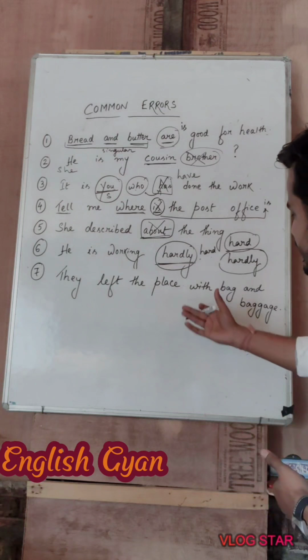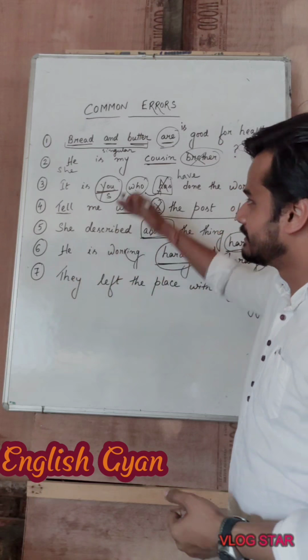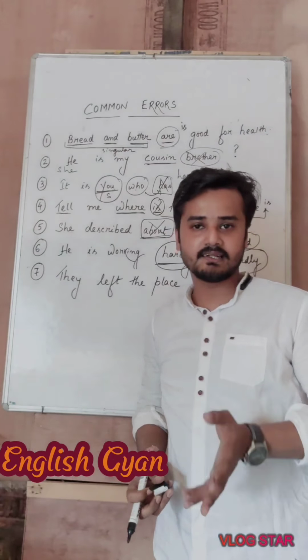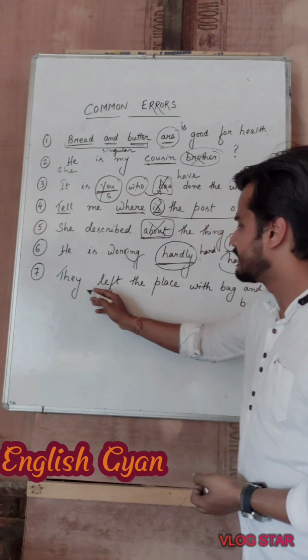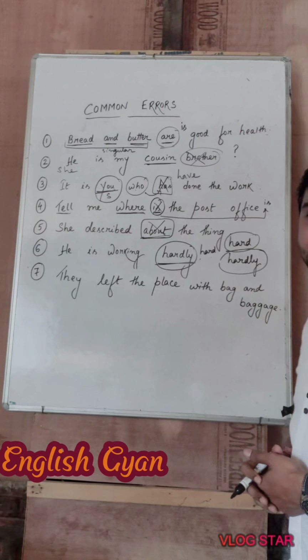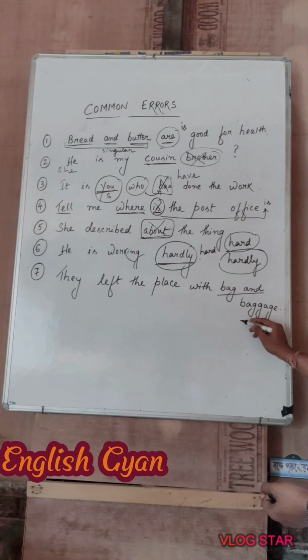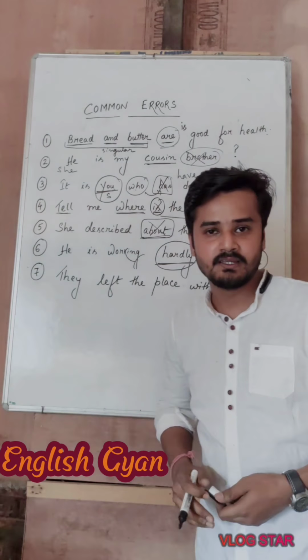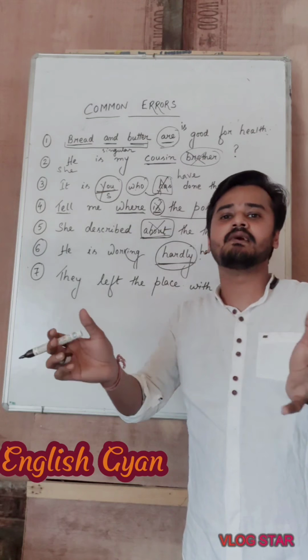And the last sentence, which is definitely not the least, we have discussed 6 sentences, and this is the last sentence and a very important and common sentence. Here the sentence is, they left the place with bag and baggage. Here a phrase is used, bag and baggage. The phrase bag and baggage means with everything, with all the belongings.